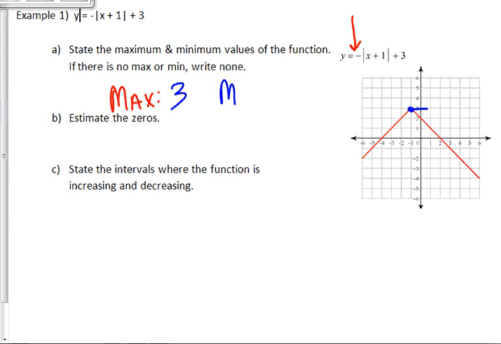The min of this graph actually doesn't have a min. The reason why it doesn't have a min is because this graph goes on forever and ever, and it would keep going down, down, down that graph, so the min here is going to be none.